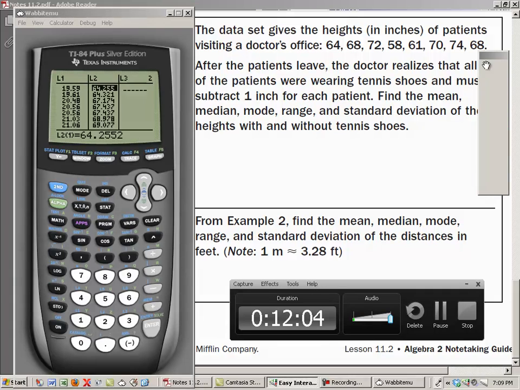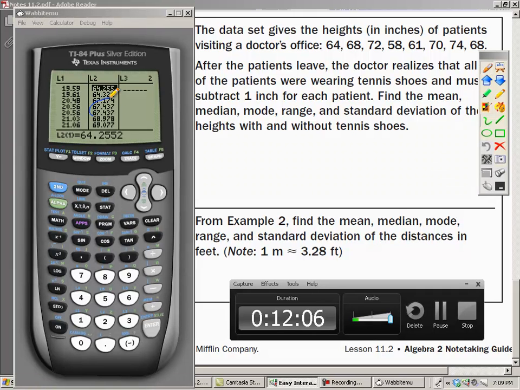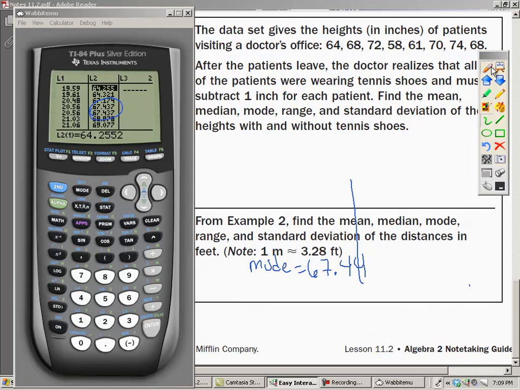Once again, you can see now that my new mode is going to be the 67.43. All right, and so my mode is 67.44. And then we're going to have to go to the 1 variable statistics to get the rest. So let's go x bar, standard deviation of x, because I know what order they're going to come in. We can put the range here, and let's put the median here. Okay, and I think that's everything.